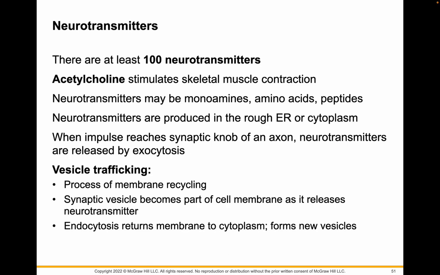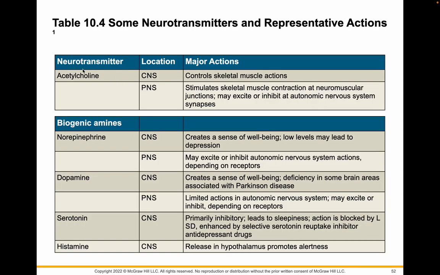There are, they think, about 100 neurotransmitters. We know acetylcholine as one because it stimulates your skeletal muscle to contract. Neurotransmitters can be made of single amines. They can be made of amino acids and peptides. They're usually proteins, and they are produced in the reservoir or the cytoplasm. And when the impulse reaches the synaptic knob of the axon, those neurotransmitters are released by exocytosis. And you don't need to worry about vesicle trafficking.